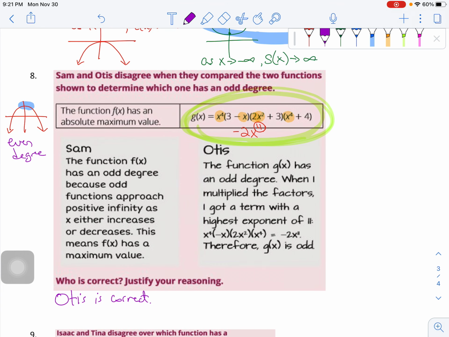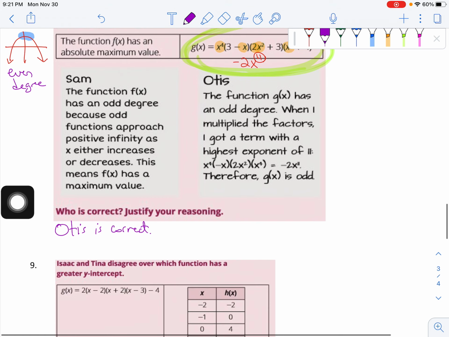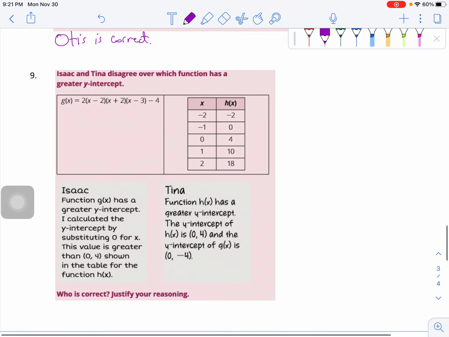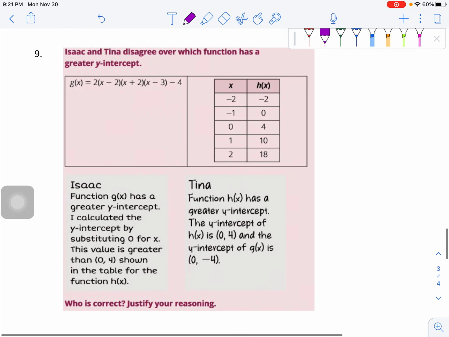And when it says justify your reasoning, you can either write it out in sentence form like Otis did, or you can show your work to justify. Either one is okay. I think this is the last one. It is the last one for this video. I will do the last couple of examples in a separate video.